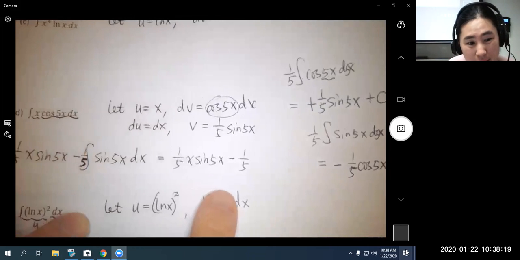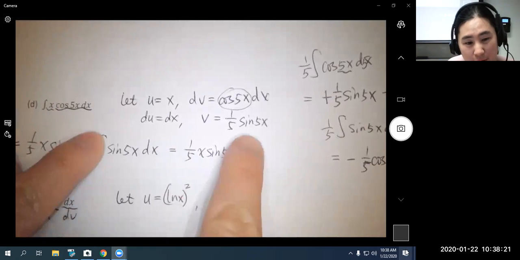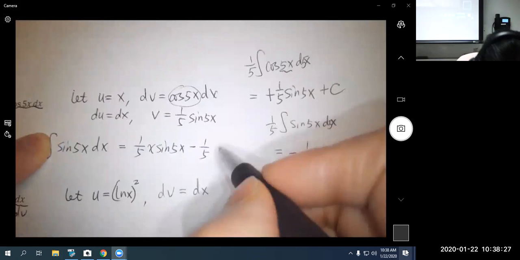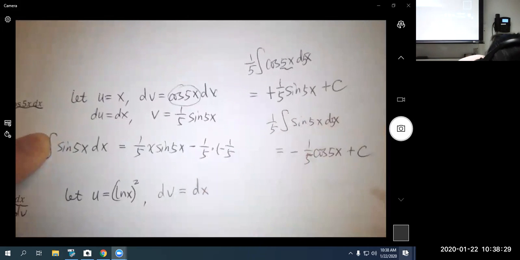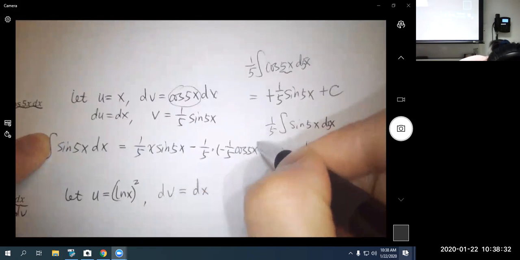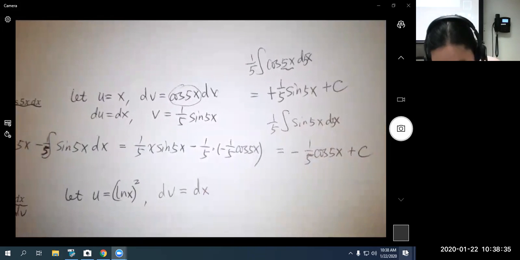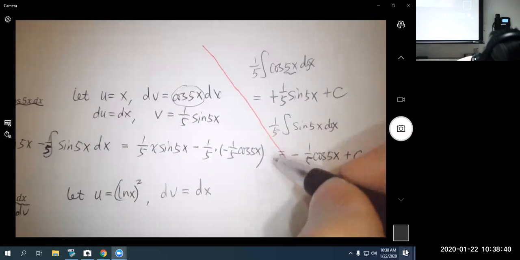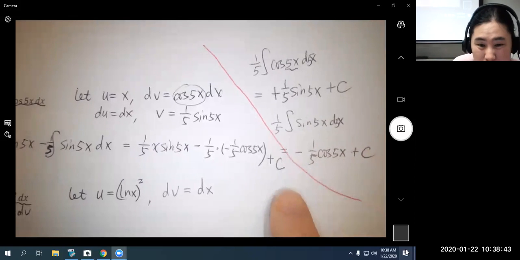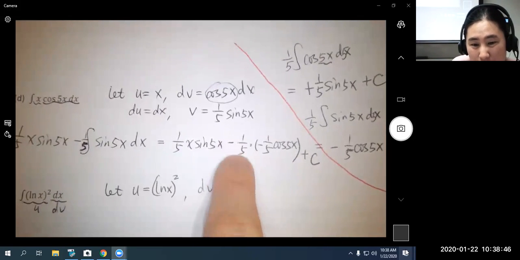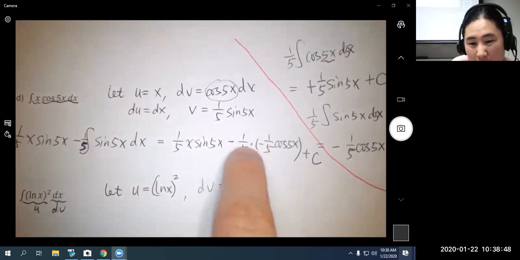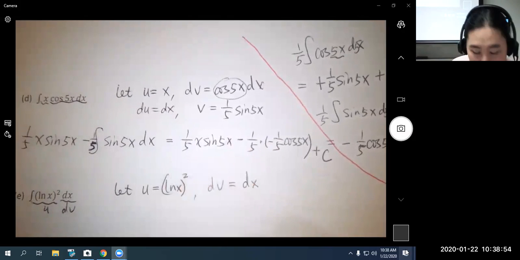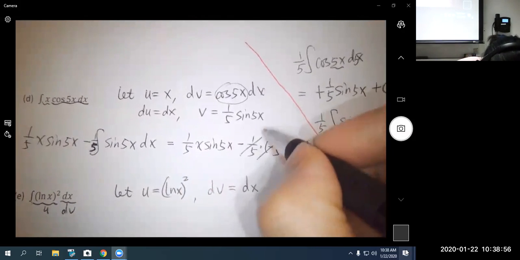Okay, so here, minus negative 1/5, and then times by another what? Negative 1/5 cosine 5x. And then don't forget to add our constant c here. So negative 1/5 times negative 1/5, this actually becomes what? Positive 1/25. Okay, so the answer is these two together give us plus.